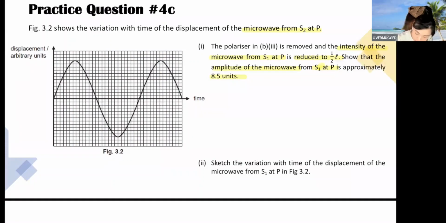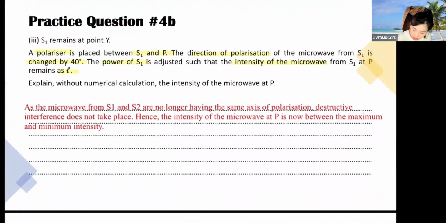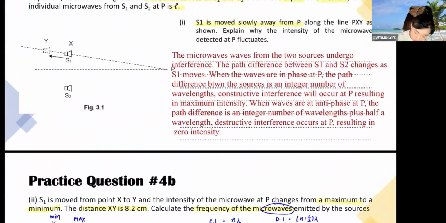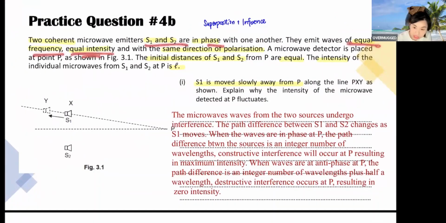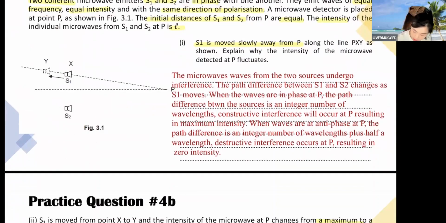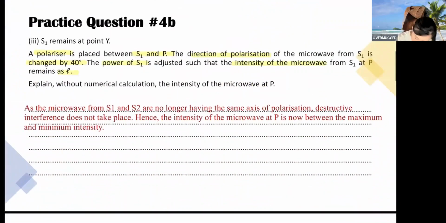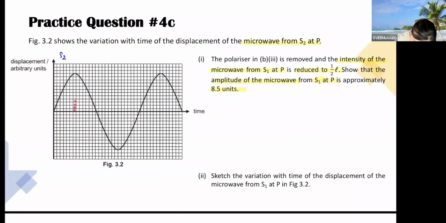So, remember they said that S1 and S2 are actually the same type of waves earlier on. They said that they are in phase, they emit waves of equal frequency, equal intensity, and equal direction of polarization. So if this is for S2, I can actually calculate from the bottom here, 6, 7, 8, 9, 10, 11, 12, that the original amplitude of S1 is actually 12 units. It's the same as the amplitude of S2. Okay?